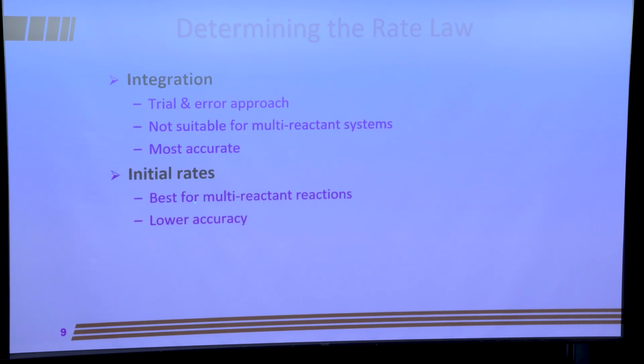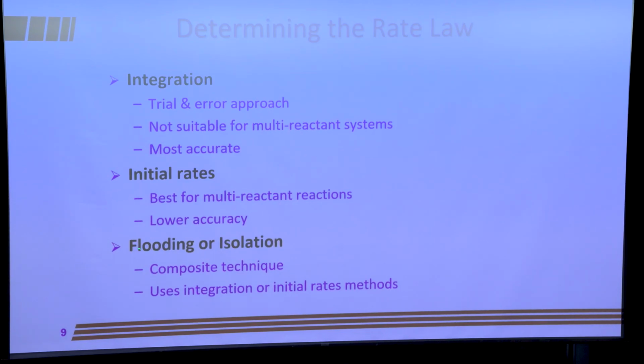And then we have the initial rates. It's best for multi-reactant systems, but it has lower accuracy than the integration method. And then we have isolation or flooding, and this is a composite technique. So I'm going to show you examples of all these different techniques to determine the rate law of a reaction.